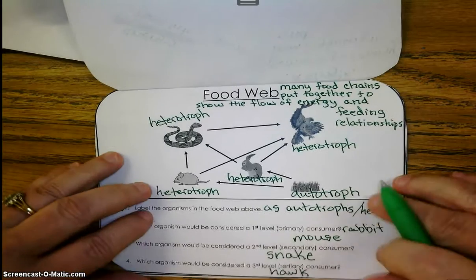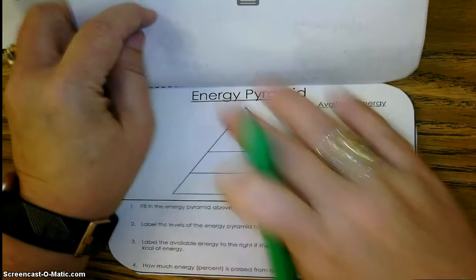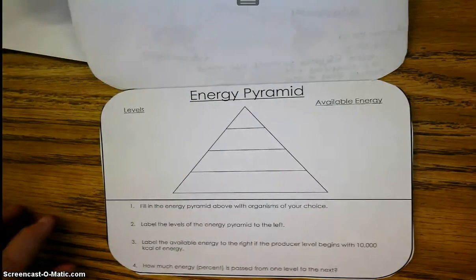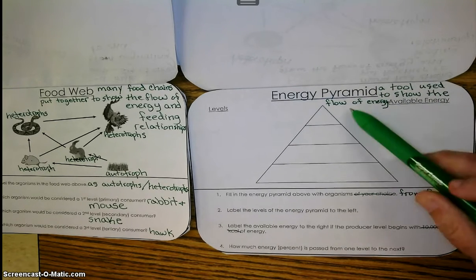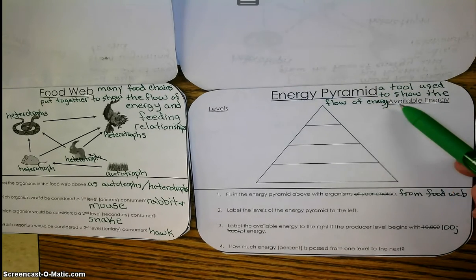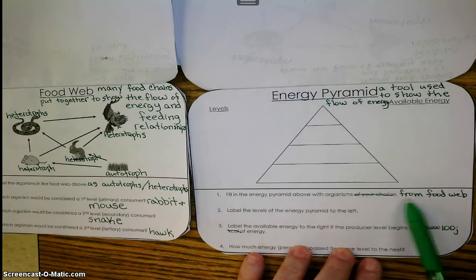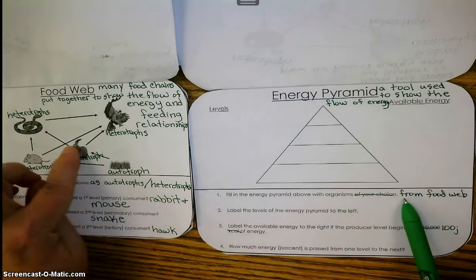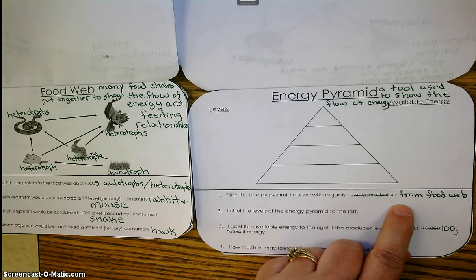On to taking this food web and making our energy pyramid. All right, so the last page is the energy pyramid. It's a tool used to show the flow of energy, just like the food web does. In fact, I know it says of your choice, but we're going to take this food web and we're going to use it to fill this energy pyramid.